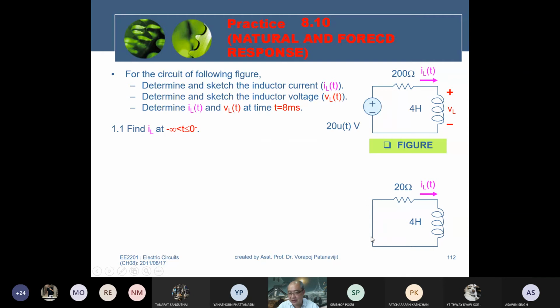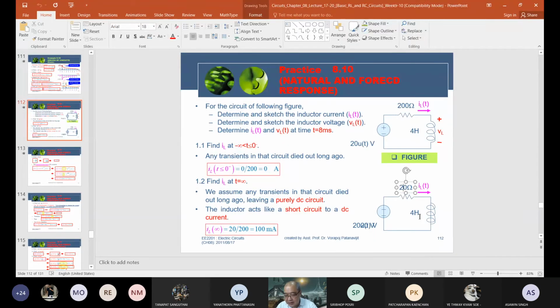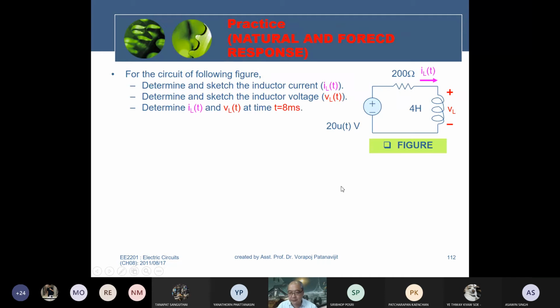It means no source. If the circuit has no source, the current and the voltage at every point equal 0. Therefore, IL equals 0.